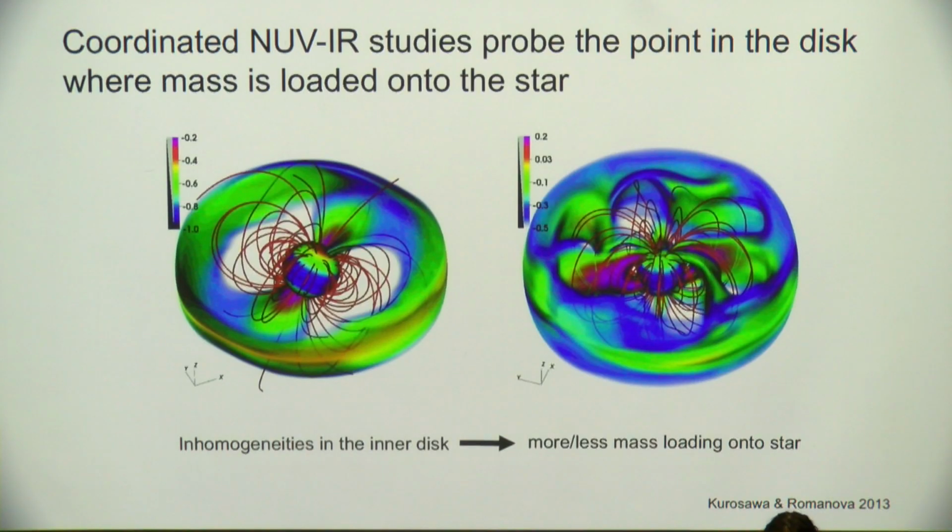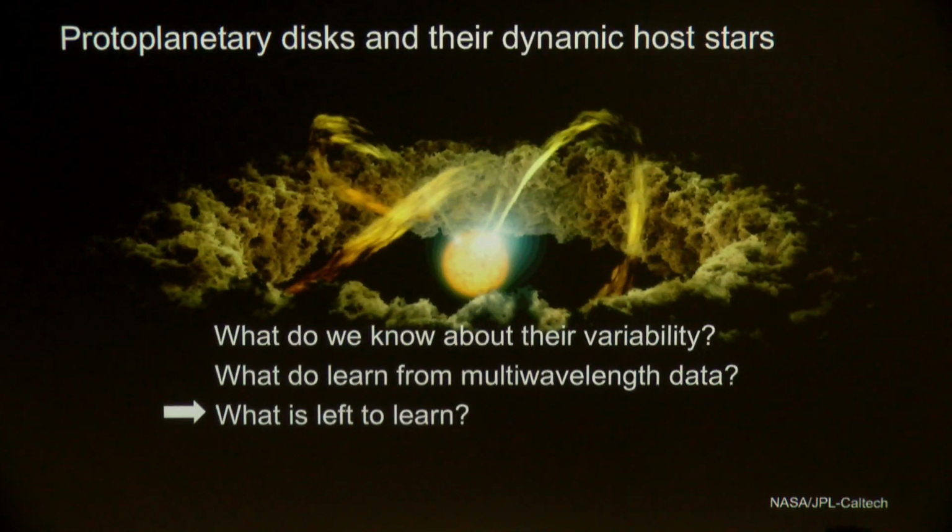How do you get those inhomogeneities? That's for theorists to figure out, but it's not too hard. You have turbulence from viscosity, maybe you have planets that are mixing things up in the inner disk, but somehow you get some inhomogeneities in the inner disk, and that could lead to either more or less mass being accreted onto the star. And that's what we're seeing with the near-infrared and the NUV. Okay, so that's what we've learned from the coordinated simultaneous multi-wavelength studies that my group has done recently.